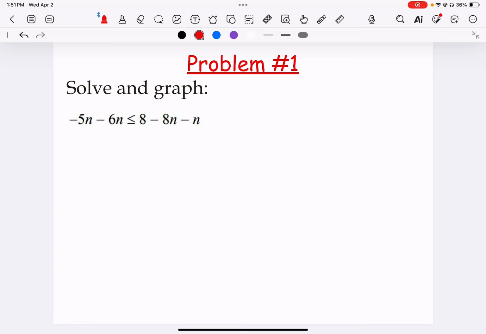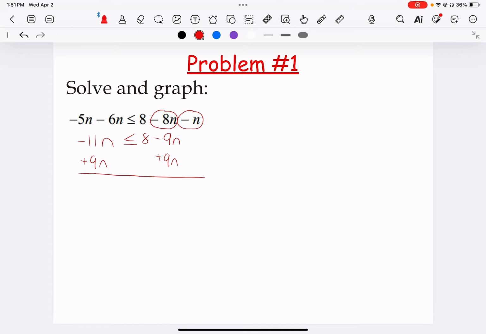So I'm going to start by simplifying the left and combining my like terms to have negative 11n is less than or equal to 8, and now I can simplify my negative 8n and negative n to give me negative 9n. Now with inequalities, it's going to work out better for us if we move our variables to the left-hand side to be able to graph it. So to do that, I'm going to add 9n to both sides.